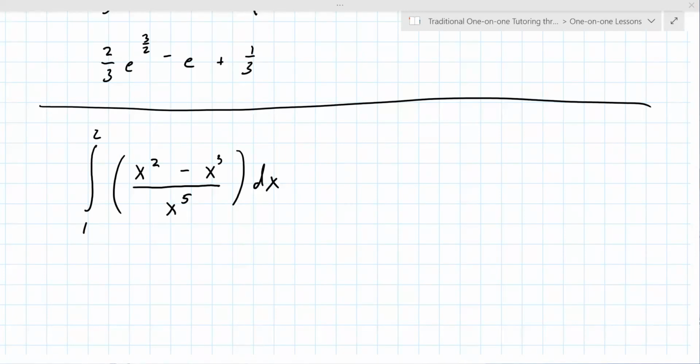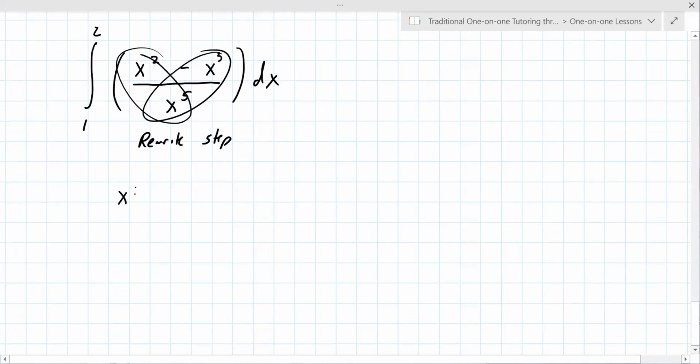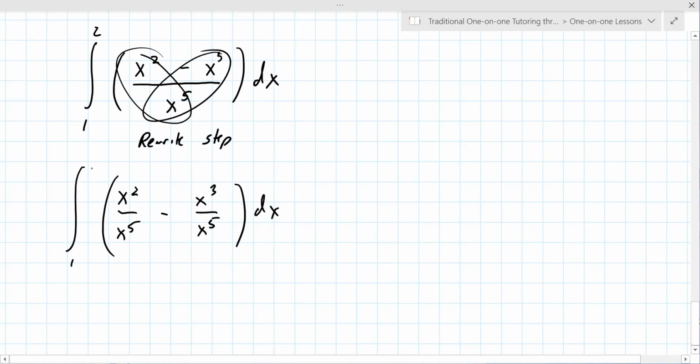So to do the antiderivative for all of this, there's an important rewrite step, and that's what your instructor is trying to show you in one of these problems. You don't know how to do this as is, and I don't either, by the way. You have to make a change, which is to divide. So x squared over x to the 5th minus x cubed over x to the 5th. Write it as two pieces. Yes. So it's 1 over x cubed minus 1 over x squared. But we still haven't done the calculus yet. That's coming.